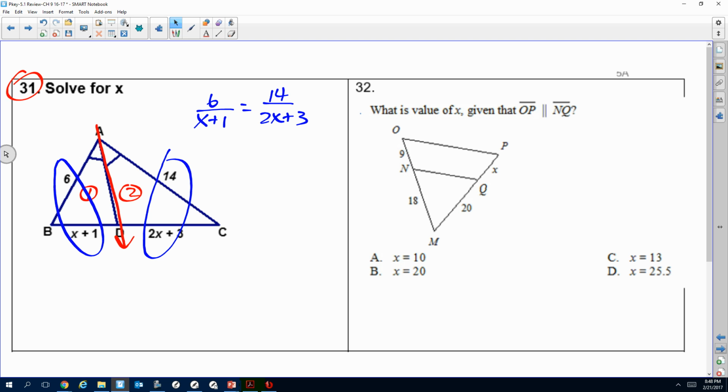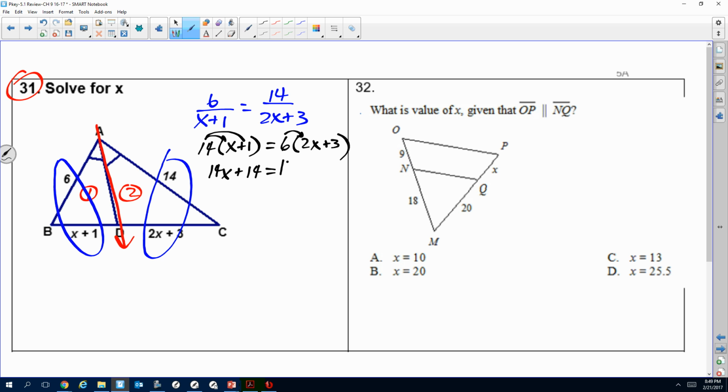So here we're going to cross multiply. We're going to get 14 parentheses x plus 1 is equal to 6 parentheses 2x plus 3. We're going to require you to show some cross products and do your distributive property. So this ends up being 14x plus 14. Remember, don't ask why, just multiply. Hippity hoppity distributive property. That gives me 12x, and then hop to there, that gives me 18.